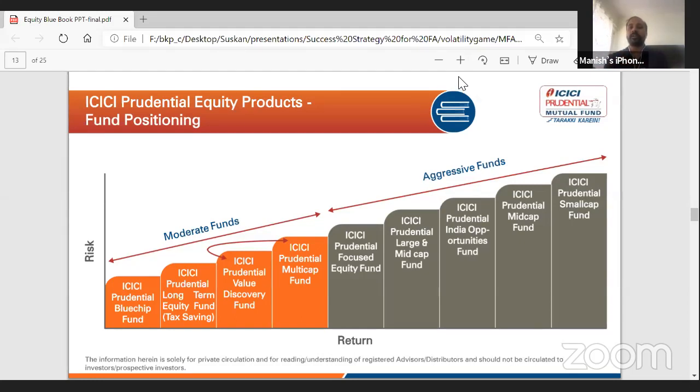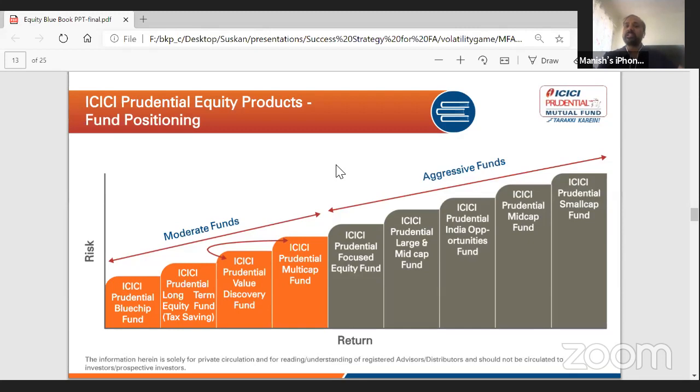Just to give you an example, if you go back and check the last 1 month, post the correction, now when the valuations have become comfortable, value discovery has become the top of the category in the last 1 month. I've just cut short over there. I am not here to actually sell the product, so I'll just move ahead. That's how value discovery is positioned somewhere in the moderate kind of basket.